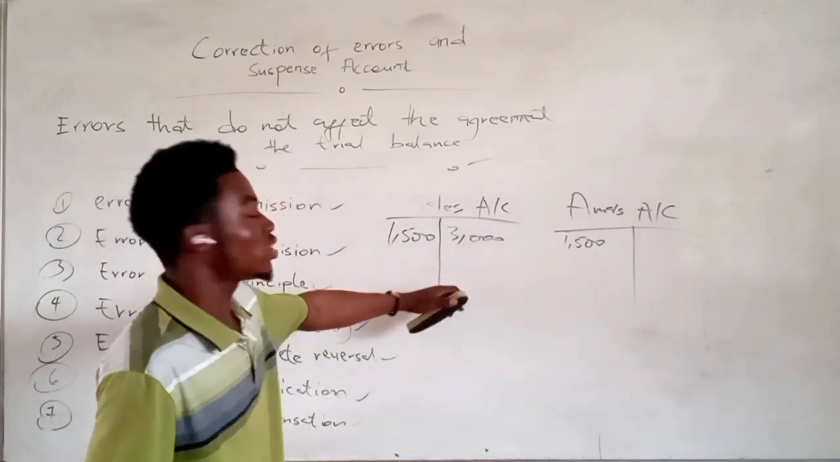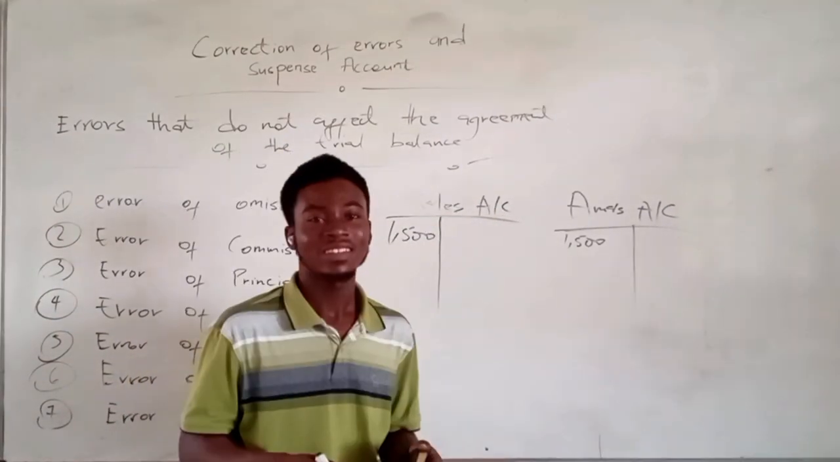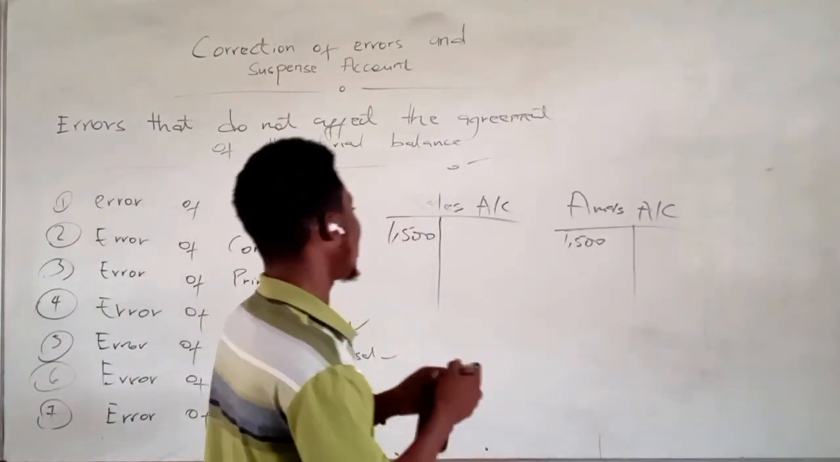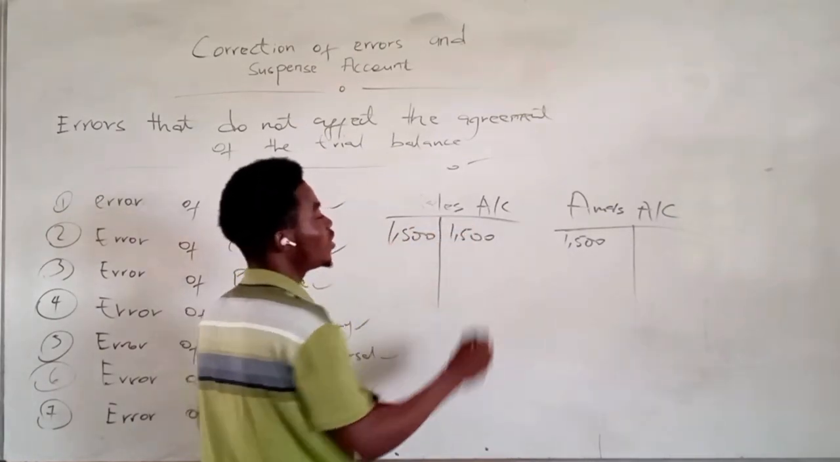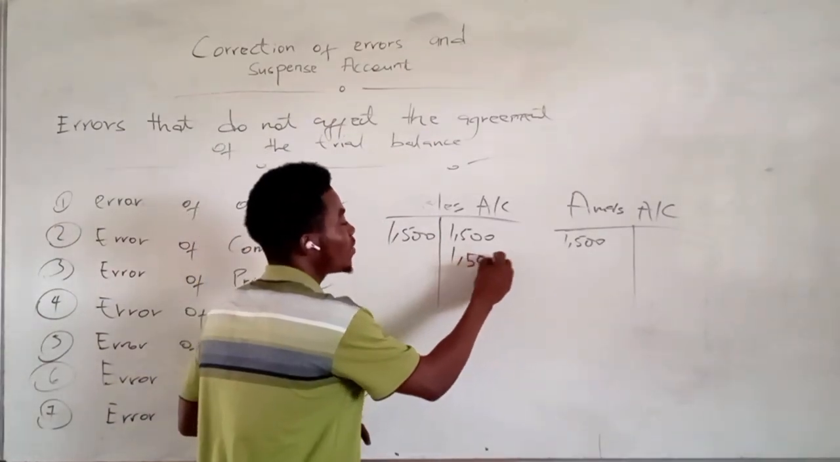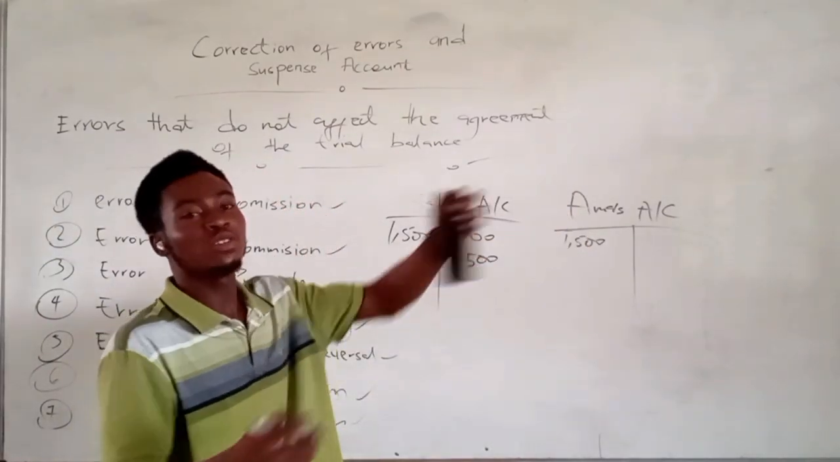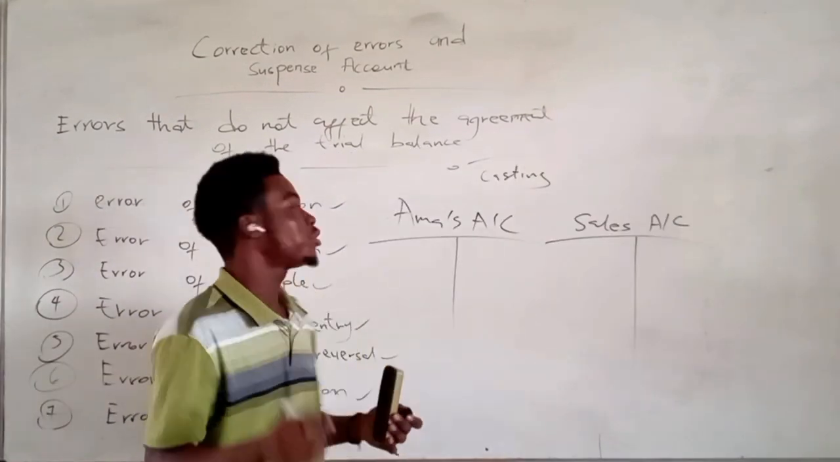That's how you have to correct the error of partial reversal. Or we can record it like this. You have 1,500 here. So you record 1,500 to cancel it out, and again you record our transaction back, 1,500, to make the error corrected. So let's go to another error that affects the trial balance.